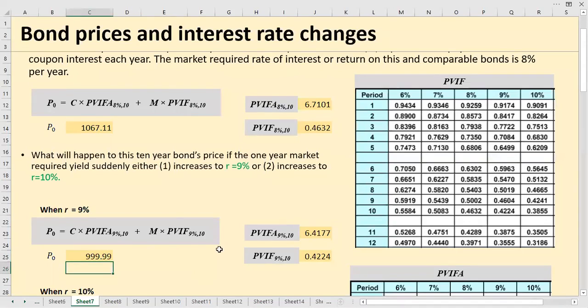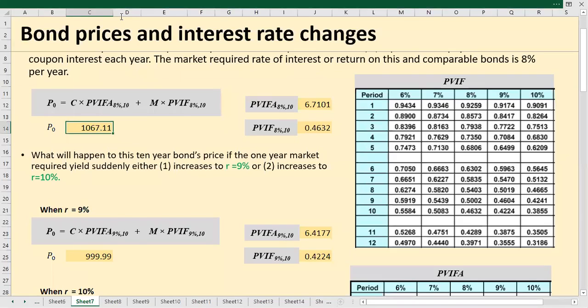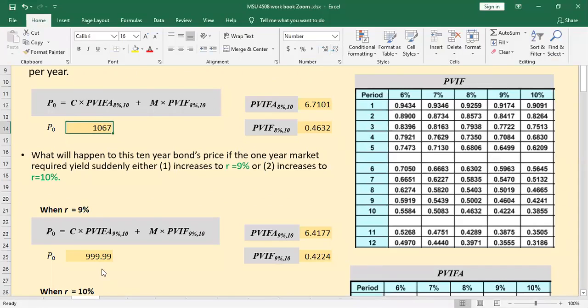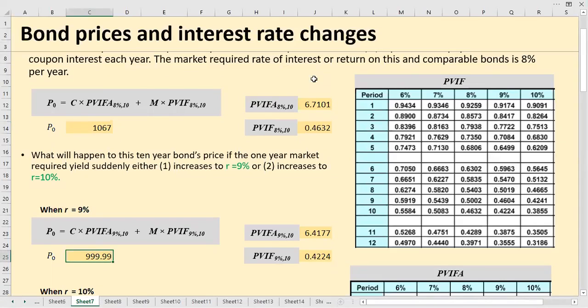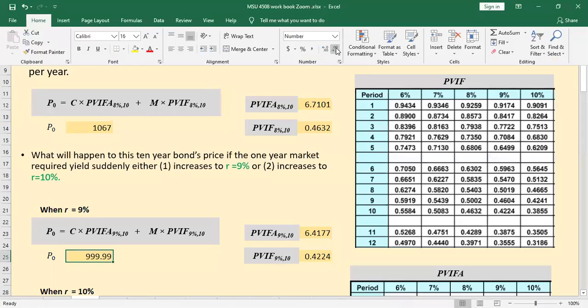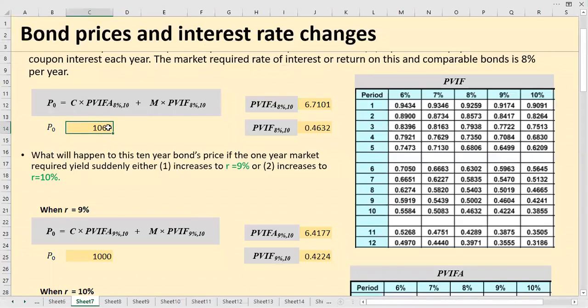So you get this answer, right? So we have 999.99. That means approximately 1000 rupees. So that's how it comes. Let me round it up, so you will get a clear answer now. If you round it up, it will come like this, right? So we have 1067 when the required rate of return is equal to 8%, and we have 1000 when the required rate of return is equal to 9%.